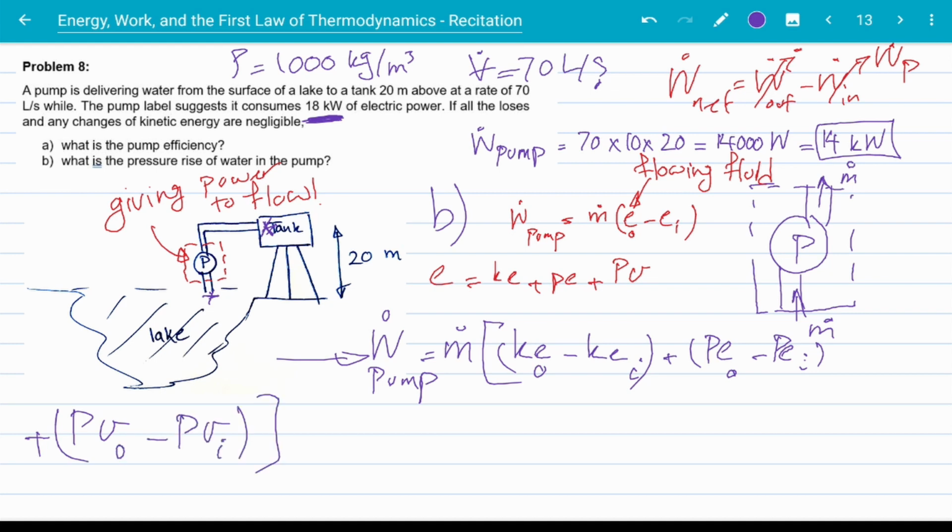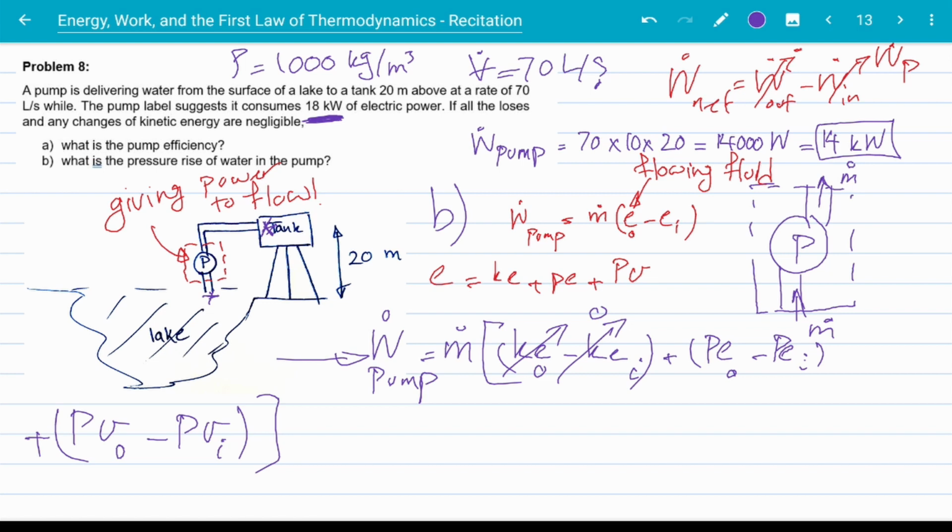Between entrance and exit, the change of kinetic energy is negligible. The reason that we are neglecting this is, first, from the previous problems, we saw that the kinetic energy in these problems is actually rather small in comparison with other forms of energy. But in this problem particularly, the problem doesn't say anything about the velocities at the exit and entrance of the pump. So it is a good bet to assume that this is negligible.